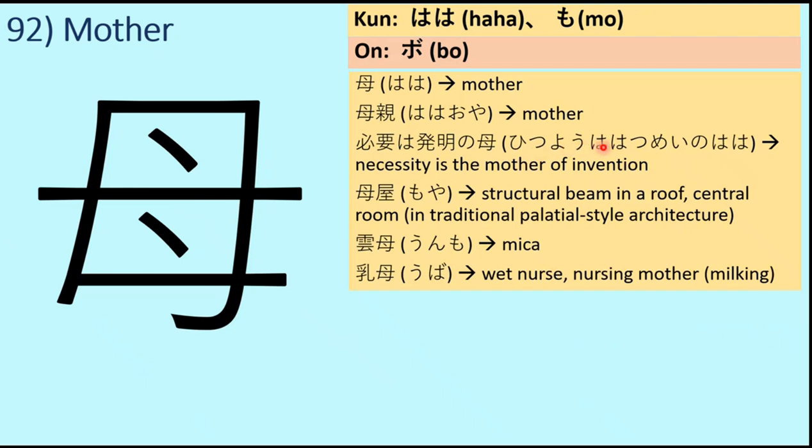Hitsuyo wa. This is the wa particle. So don't get confused between this ha and this ha. It looks like haha. Since we are talking about haha, mother, it may be misleading that this is the same haha which is written here, that is mother. But no, this is not haha. This is hitsuyo wa hatsumei no haha. So this haha is the mother. This ha is not mother. This is wa and this is ha separately. So this is the reason, friends, why we use kanji.